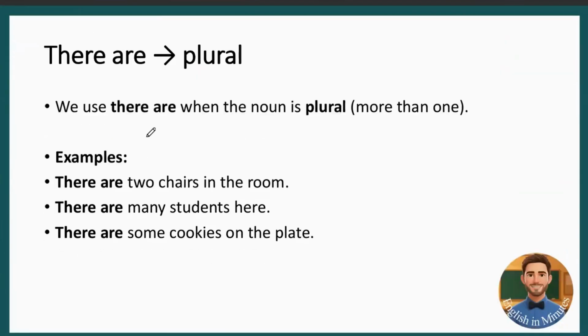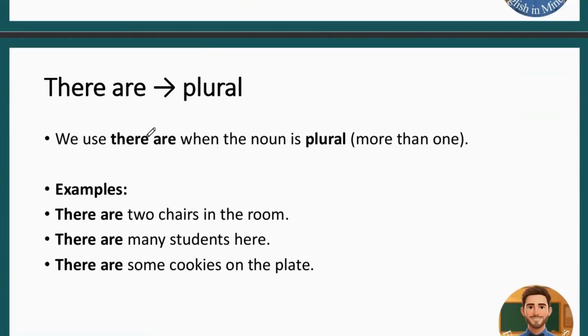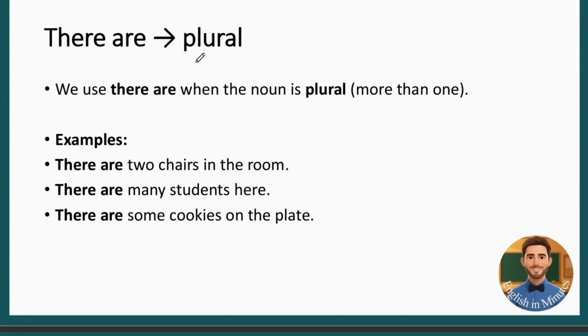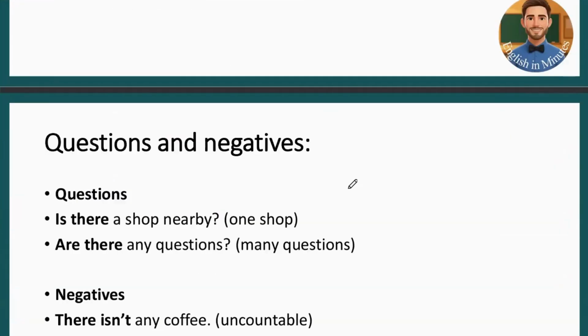On to the next page. So let's have a look at there are. It's plural. We use there are when the noun is plural, meaning more than one. Here are some examples for there are. There are 2 chairs in the room. There are many students there. There are some cookies on the plate. Okay, very easy. The next one.